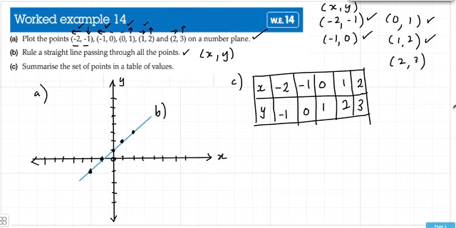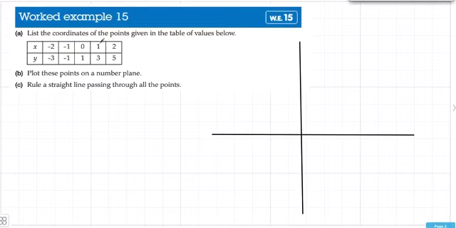Now, if we wanted to go back the other way, you might actually be given a table, then asked to plot the points and then rule a straight line. So the first question here with this example is list the coordinates of the points given in the table below. Remember that we always write our coordinates as x, y. So we're going to read this as this number and then this number.